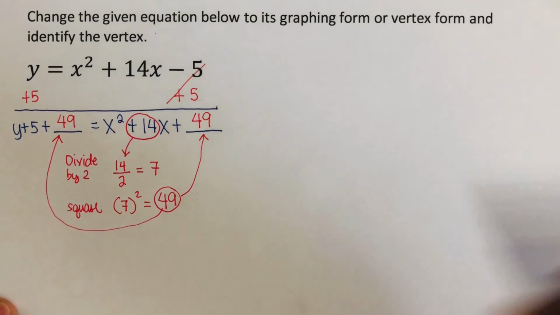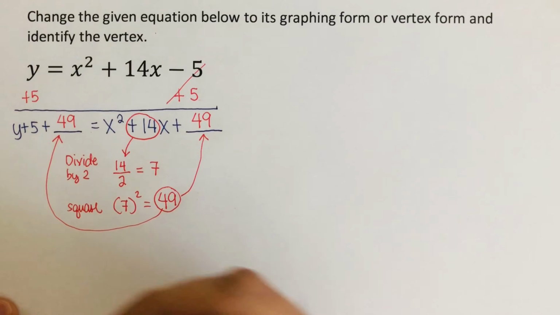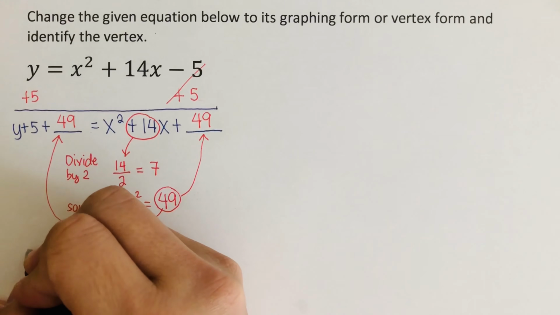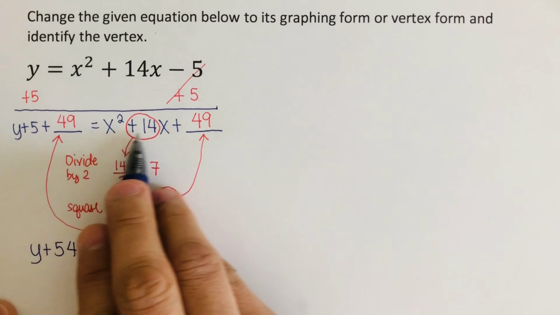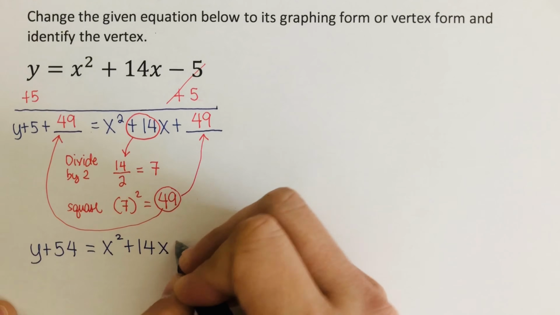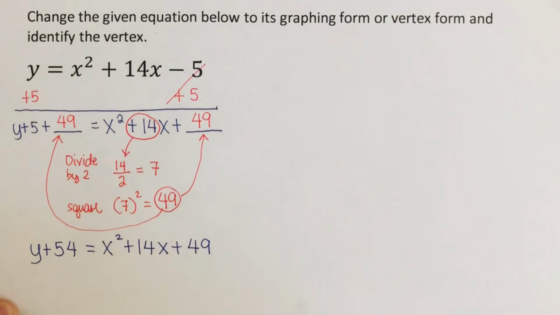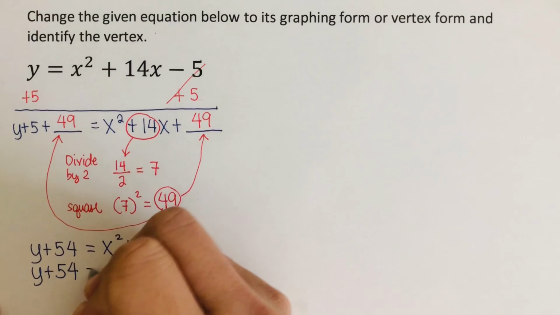Then we can add these two together. That would be 54. So I can have y plus 54 equals x squared plus 14x plus 49. Now, once we do this, this is actually a perfect square trinomial. So we can go ahead and change this into a perfect square trinomial. That would be y plus 54 equals.